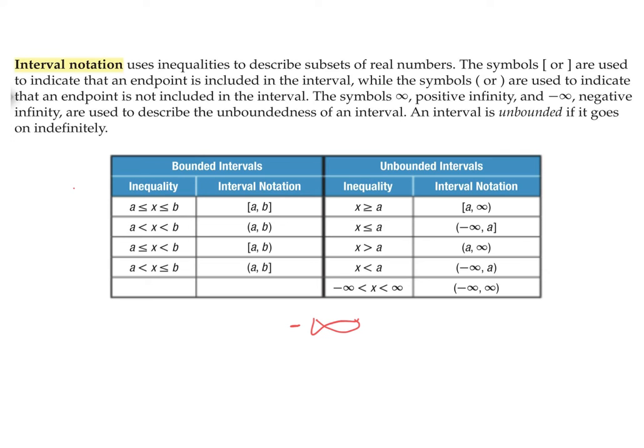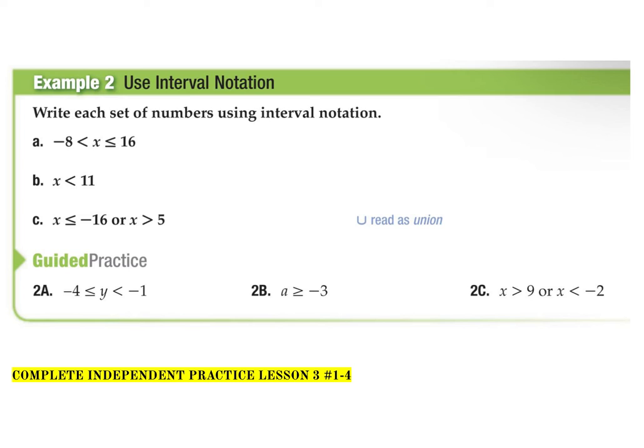Another thing to note is if we have an inequality and we are including the number, saying it's less than or equal to, then we are going to use a bracket. But if it's less than, not including the equal part, then we're going to use a parentheses. So for my first one in my inequality, it is bounded because I am starting and stopping at a number. So we have -8 and 16. -8 is not included because it's just less than, not equal to, so I'm going to use a parentheses. 16 is less than or equal to 16, so I'm going to use a bracket.